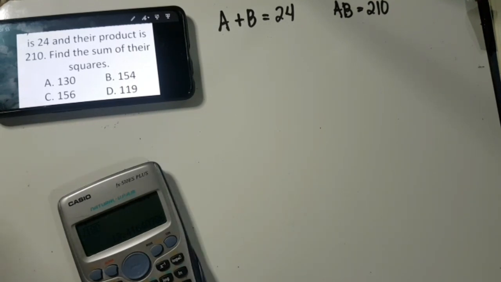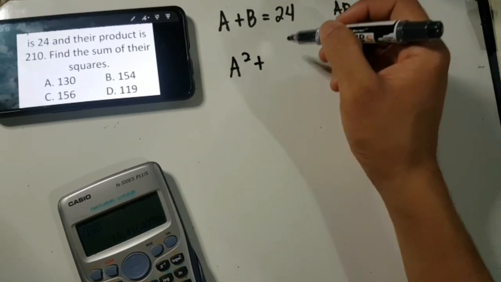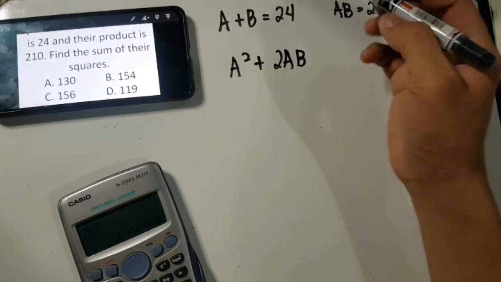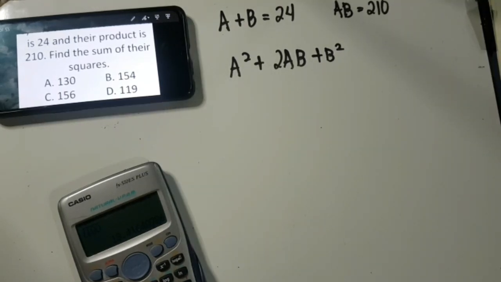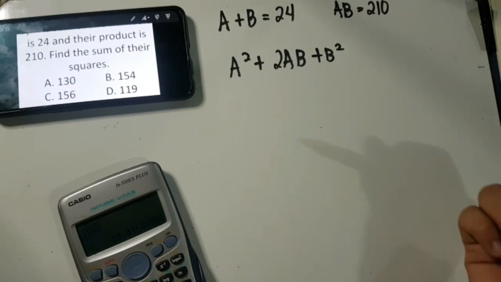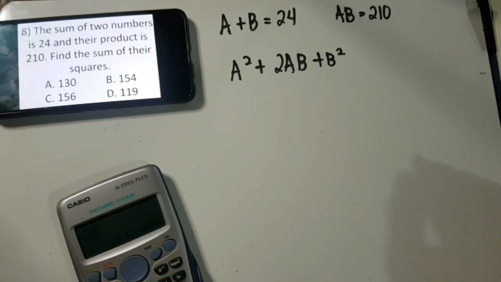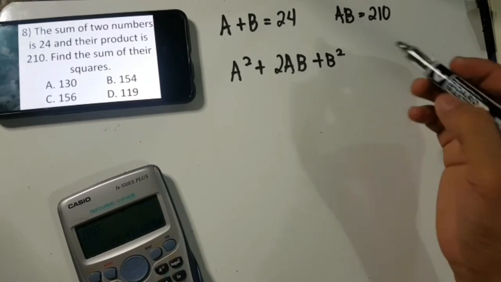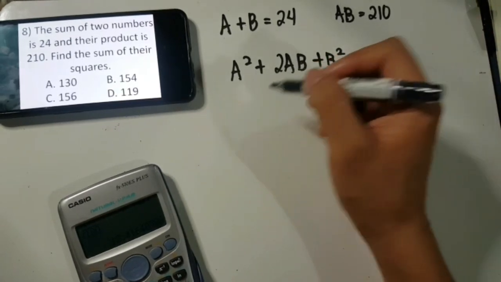So, kapag in-square natin si A plus B, magkakaroon tayo ng A squared plus 2AB plus B squared. So, paano tayo nakakuha ng A squared plus 2AB plus B squared? Imagine nyo na lang, finoil method ko itong A plus B. Makukuha nyo ito. Okay? So, next. So, we can substitute. Tingnan yung equation natin, mayroon na tayong value ni AB, which is 210.